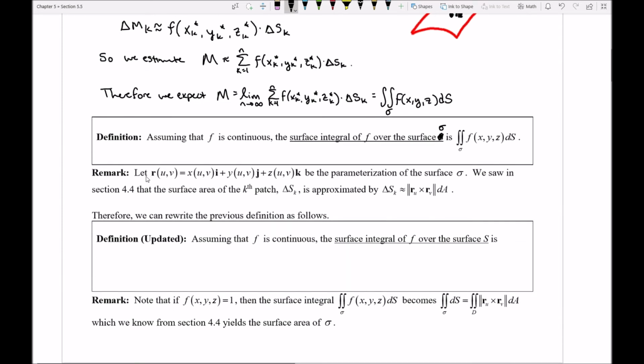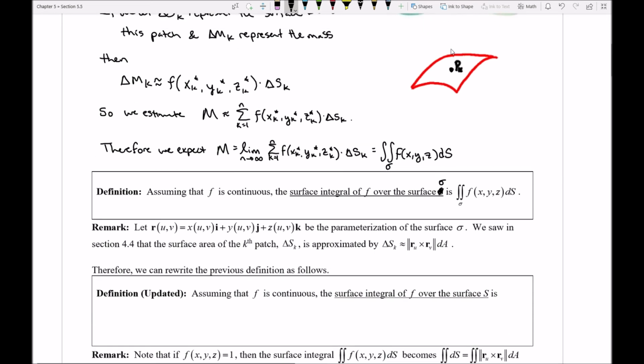So instead what we'll do is we'll say, how about we let our surface be modeled by a parametric function. So suppose that I have a parameterization of the surface sigma given by this r of uv. Now back in section 4.4, we saw that if I ever had a patch, that we could approximate the area of that patch by using, you might remember, the magnitude of the cross product. This gave us an area of a parallelogram that would roughly be in the shape of this patch up here.